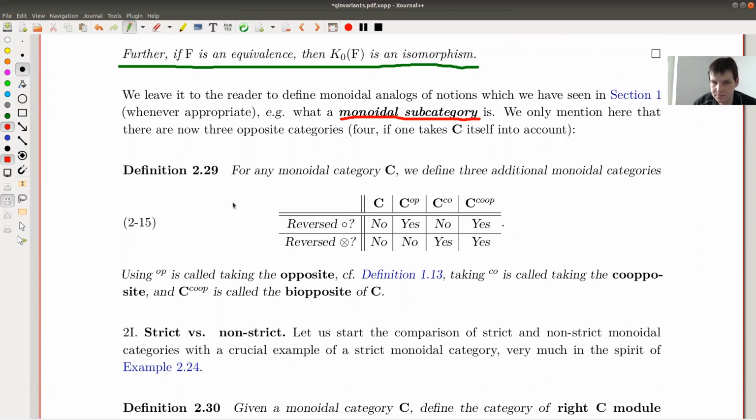Yes, I'm really running out of time, so I should try to wrap up. Let me just say that now you have 4 different versions of opposites. You have 2 operations and you can just reverse either of them. So you have 4 choices, right? You can reverse none of them, just the plain category. You can reverse the vertical composition, call it the opposite. You can reverse the horizontal composition, then you call it the co-opposite, or you can reverse both. Oh, not the co-opposite, you actually call it the bi-opposite. I'm sorry, but anyway, there are just 4 versions.